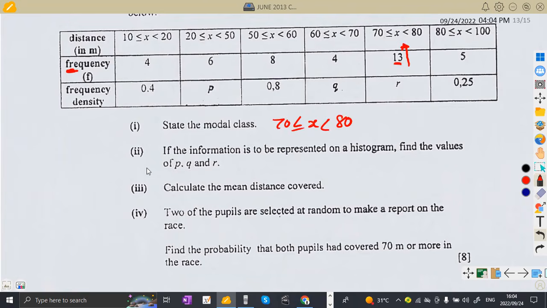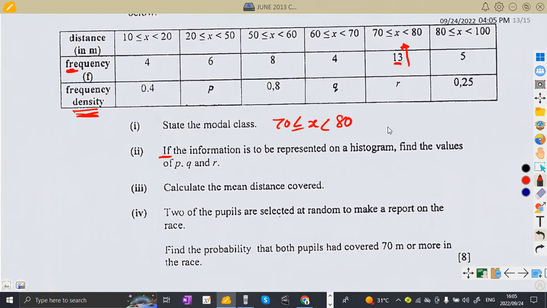Okay. Then on item 2, guys, understand the question. They never say draw a histogram, but if this information was drawn on a histogram, what are the values of P, Q, and R? Let's say a histogram is there. The P, the Q, the R is what? These are the frequency densities. So they are simply saying calculate the frequency density, full stop. That is what you're simply having here.